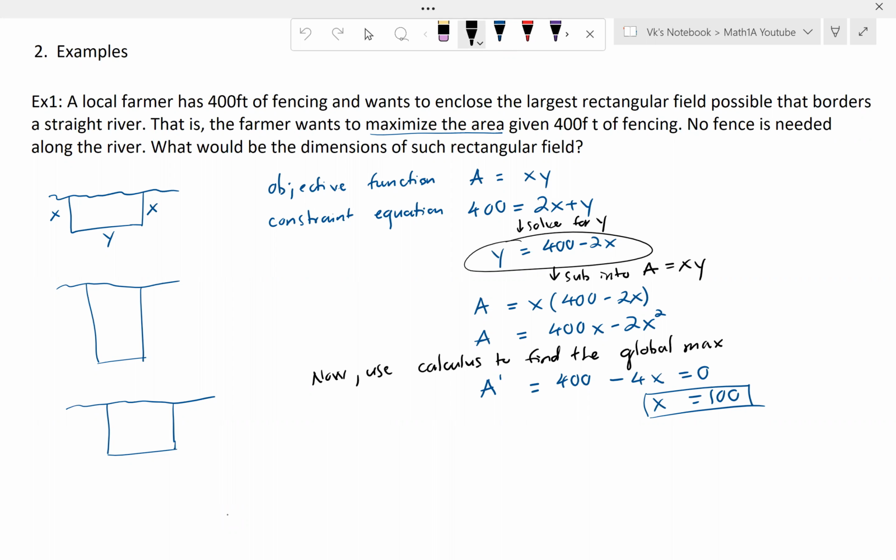Once we figure out x, y is equal to 400 minus 2x. y is 400 minus 2 times 100, and y is 200. Ta-da! That is it. We got the dimensions of the rectangular field. Let's do another one.